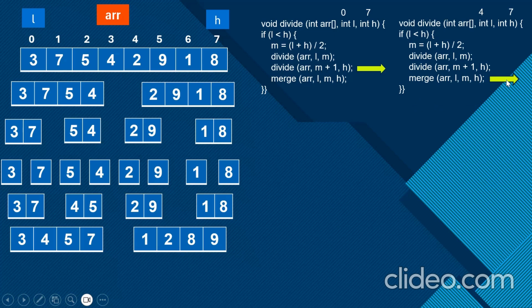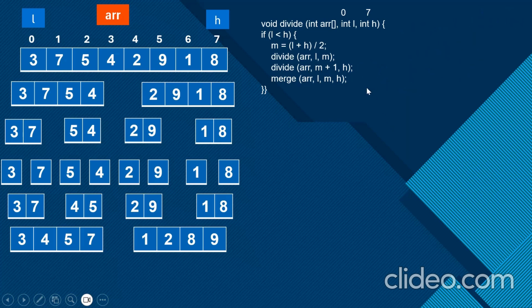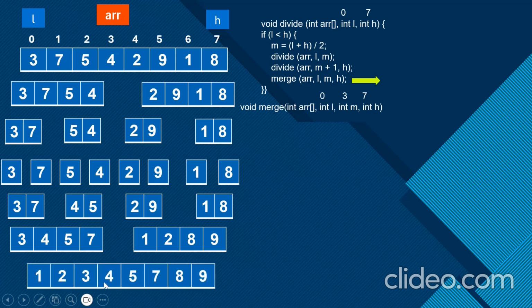Right, now having done this, we have reached back to where we came from. This is already done now. So now the control would lastly reach this merge function, which would simply call the merge function with the arguments of 0 and 3 and 7. So my first subarray would be 0 and 3, and the second would be 4 and 7. That means these two subarrays would be merged.